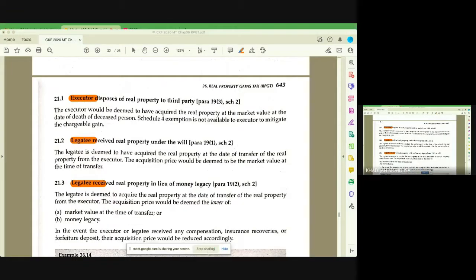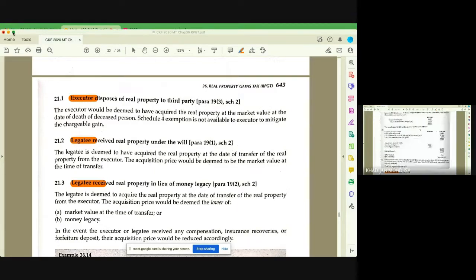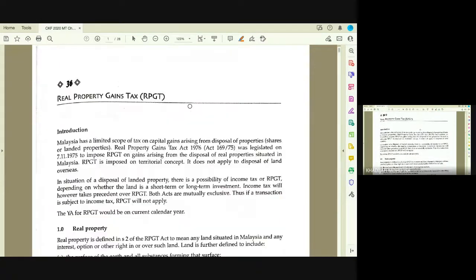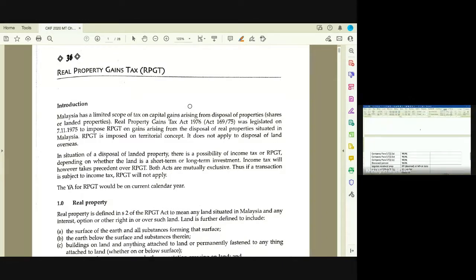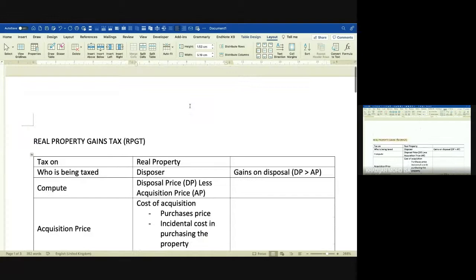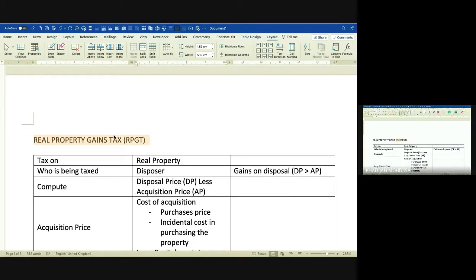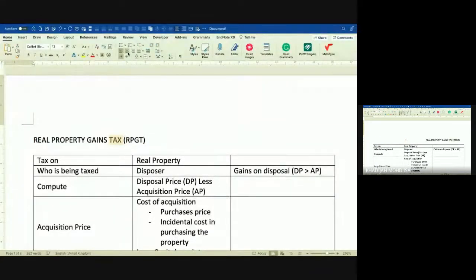So this RPGT, right? This is the book used for 2020, right? So for your exam also, you will be tested based on this YA 2020. Okay. What I'm going to do today is that I will just give a summary of RPGT. Right, hopefully this topic will help you.